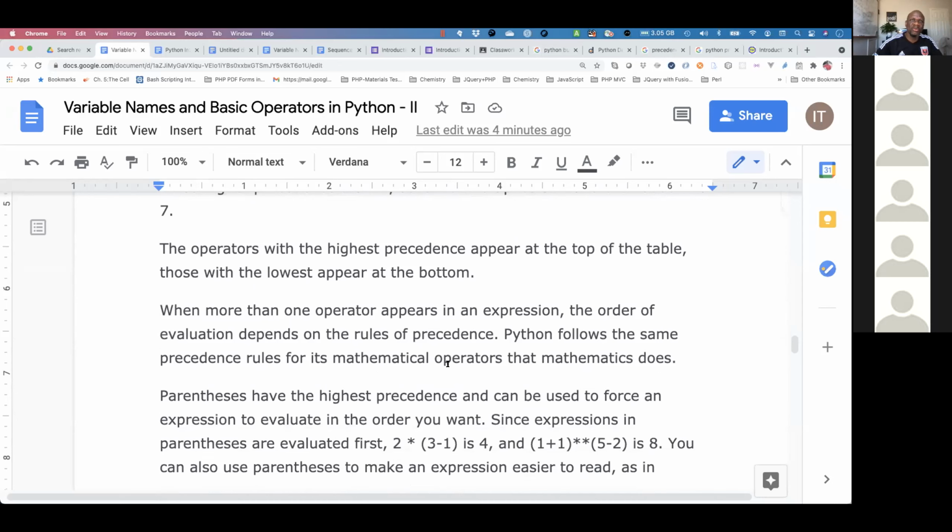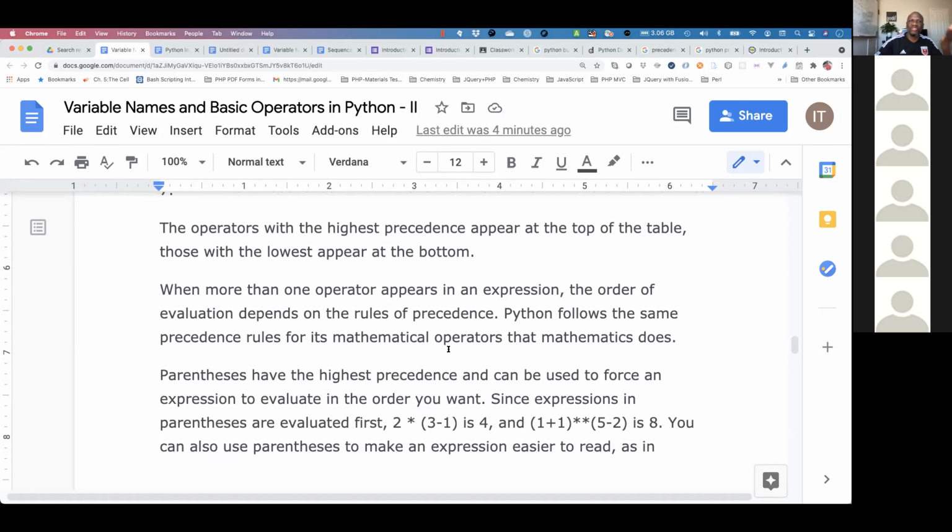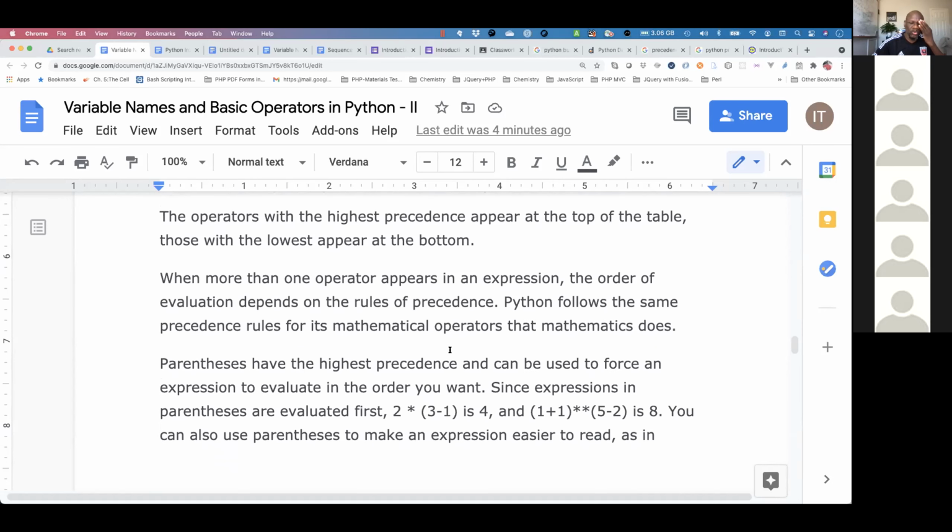When more than one operator appears in an expression, the order of precedence depends on the rules of precedence. Python will follow the same precedence rules for its mathematical operators as mathematics does. So sometimes you want to leave math alone and make sure you go by what Python wants. Parentheses have the highest precedence and can be used to force an expression to evaluate in the order you want.